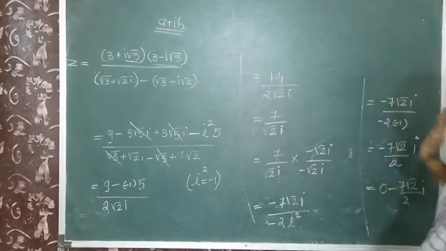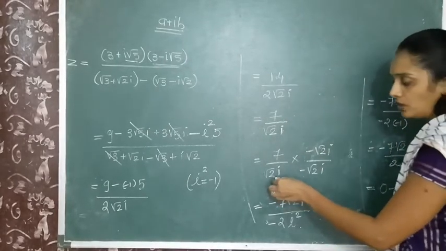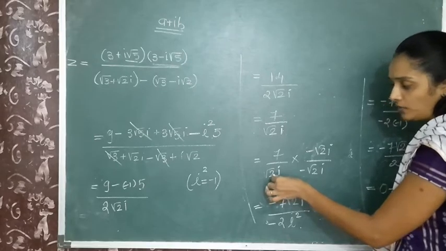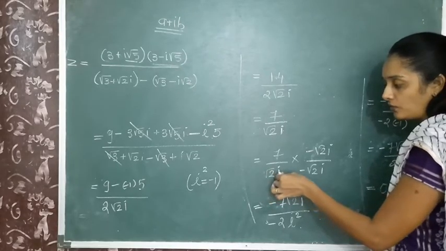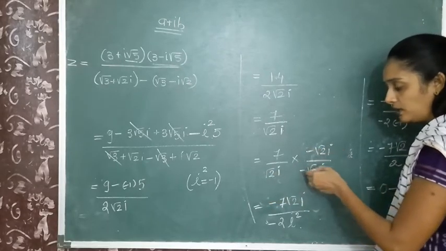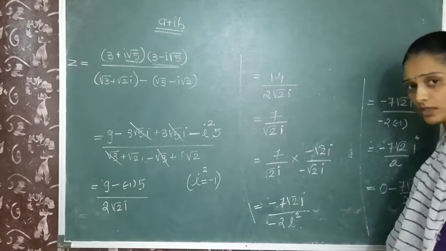In the a plus ib form we need i only in the numerator, so we can take the conjugate of the denominator. So the denominator, and the conjugate of root 2i is minus root 2i upon minus root 2i. Okay.